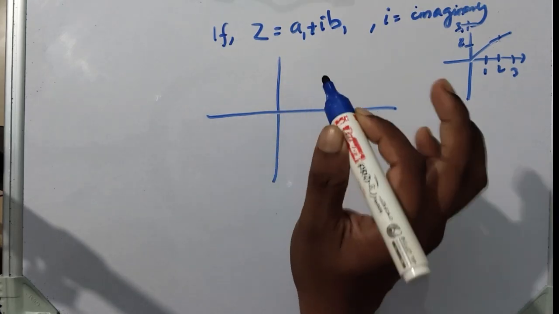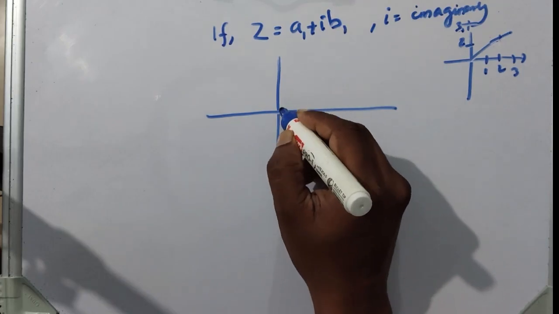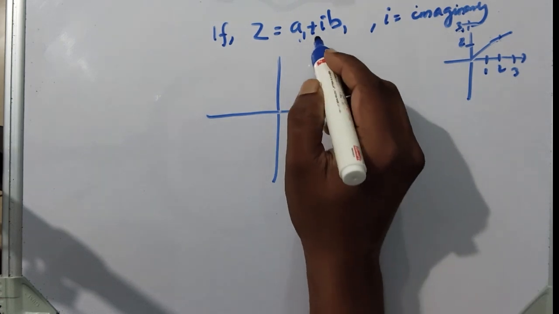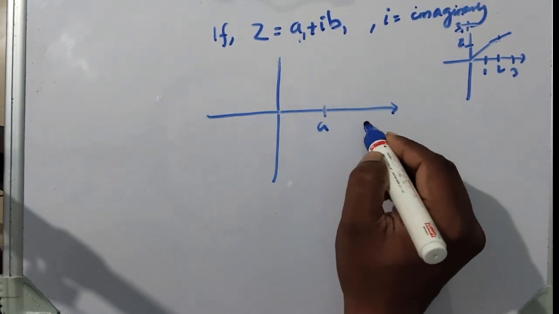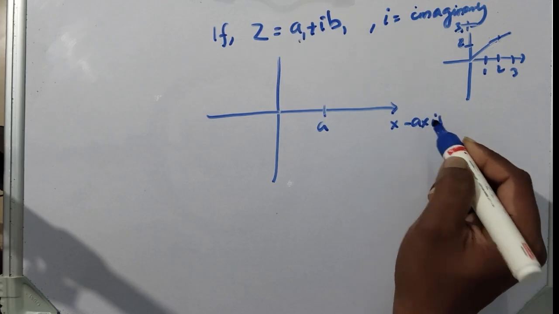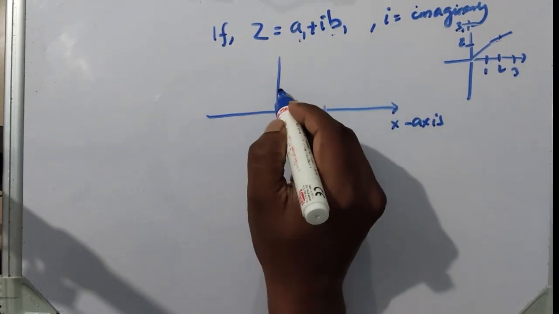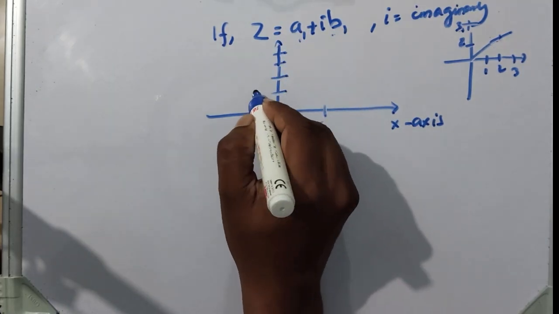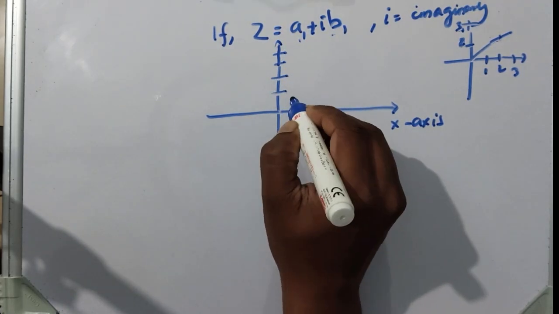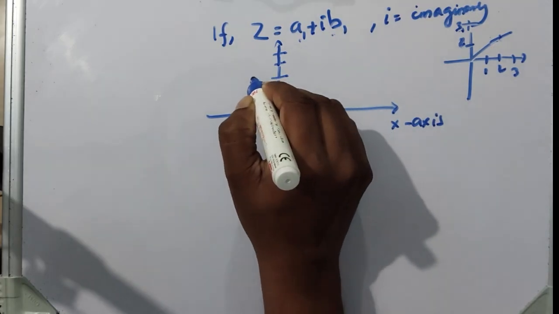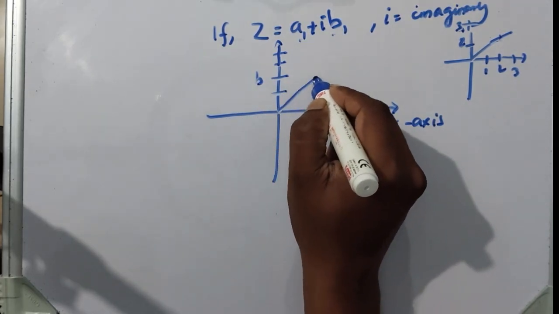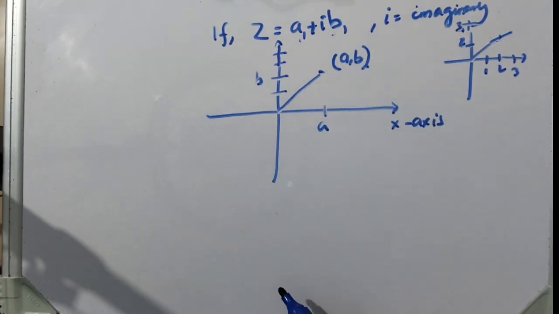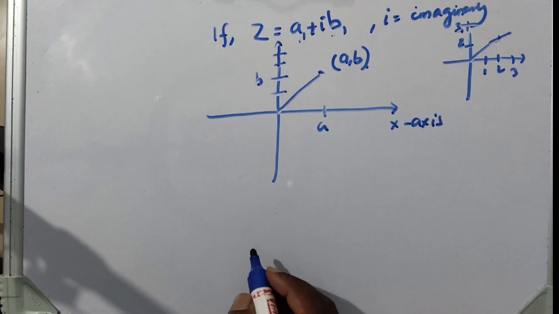So historians have found that if a can be represented on the x-axis, then the imaginary part will be represented on the y-axis. So this is our representation. The coordinate will be this, a comma b. So this is the representation of the complex number.